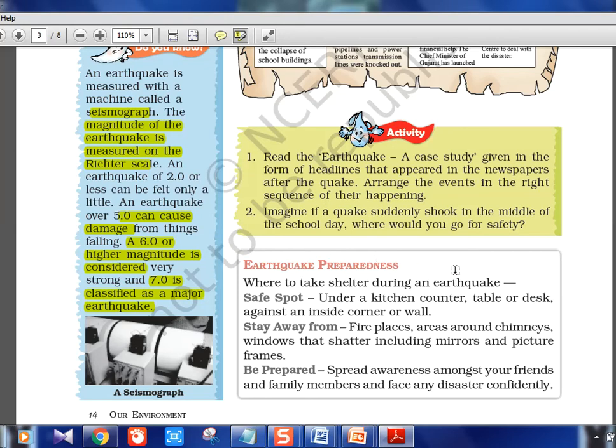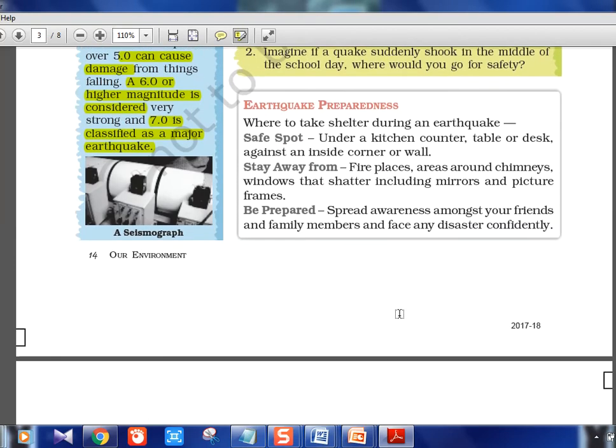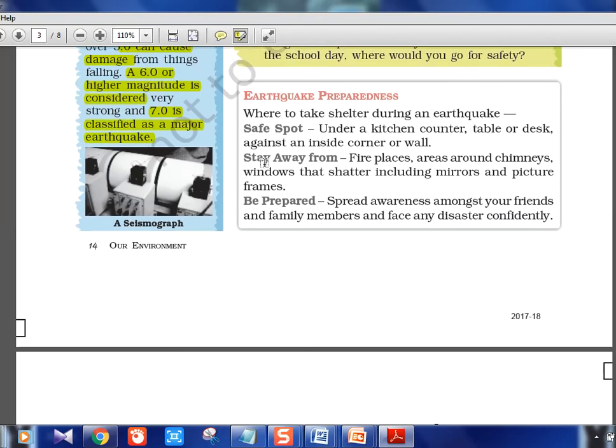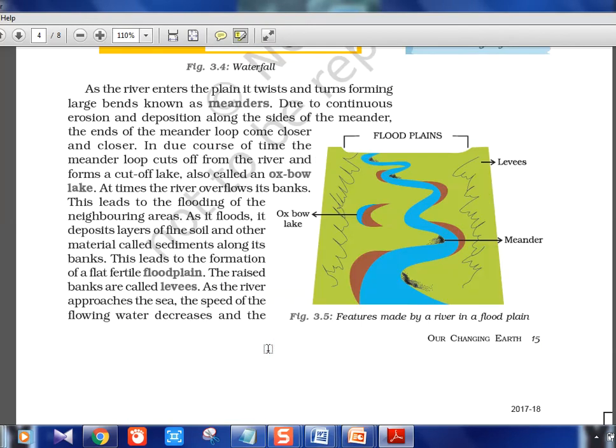Okay, earthquake preparedness, not a geography topic actually, but just a basic thing. Find a safe spot, stay away from fireplaces, be prepared, spread awareness. Okay, these are all maybe ethical issues or maybe disaster management things in GS3 and all, which we learn later.